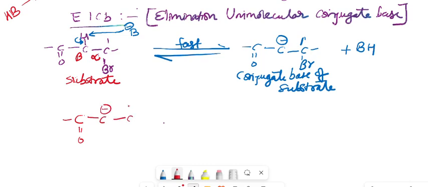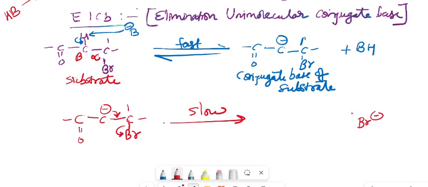The rate of reaction depends on the second step, which is the slow step. And in this step, from the carbanion, there is bromine also leaving. This electron is given to the carbon-carbon, forming the pi bond between the two carbon atoms, and this bromine abstracts the electron from the C-Br bond and goes out as Br minus. Here there is the formation of alkene.